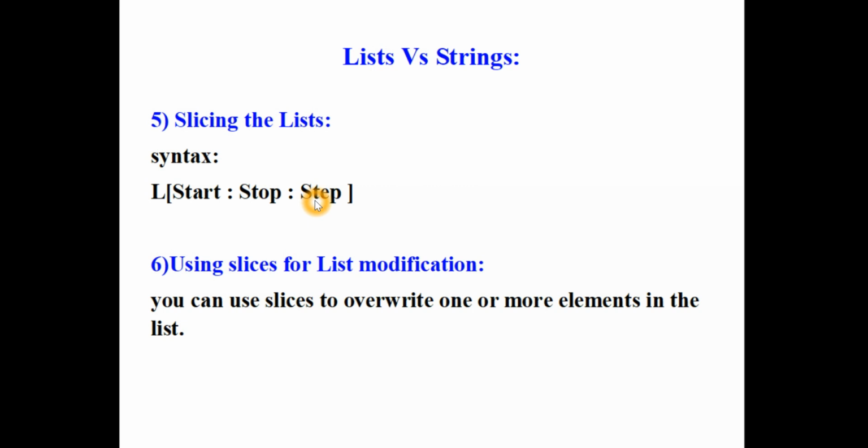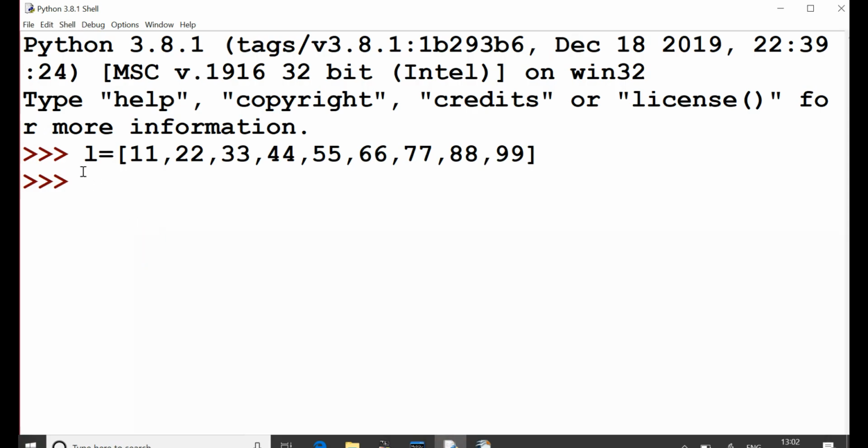Let's see the example. In the list, L is containing 11 to 99, with indexes 0, 1, 2, 3, 4, 5, 6, 7 and 8. So 0 to 8, how many elements? There are 9 elements. Now I am going to explain list slicing. The variable name is L. There is a square bracket. Inside the square bracket I am going to give 0, colon, 6, colon, 2.